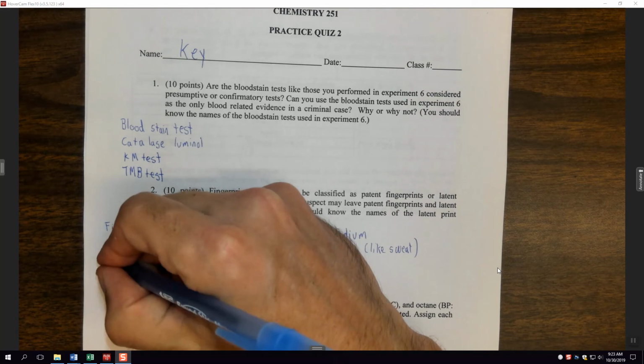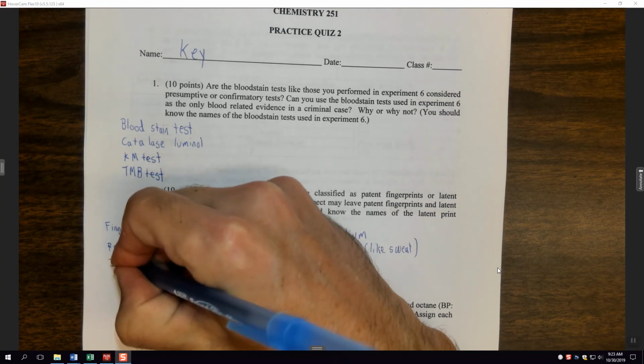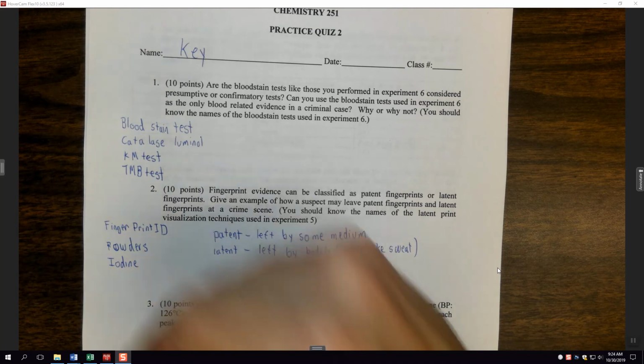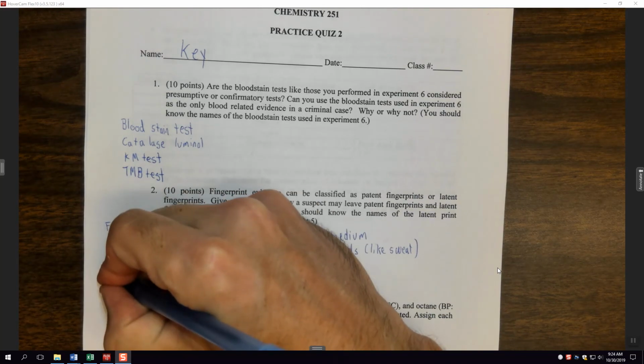The next thing you used was iodine staining. And you remember that iodine staining isn't really a chemical reaction. It's literally that the oils in your fingers are nonpolar, and the iodine can dissolve into this nonpolar solution and cause a color change. It's also reversible because the iodine can come out of the solution, and so you have to photograph it relatively quickly. The next one that we had was ninhydrin.